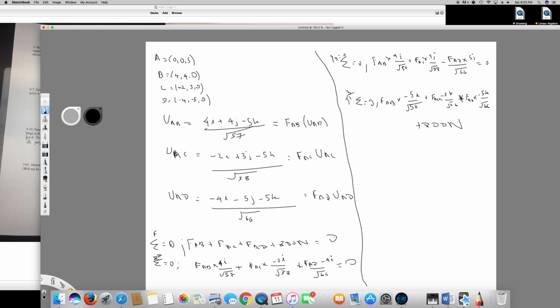You can check it. The answer is FAC is equal to 85.8 Newton, FAB is going to be equal to 576 Newton, and FAD is going to be equal to 565 Newton.